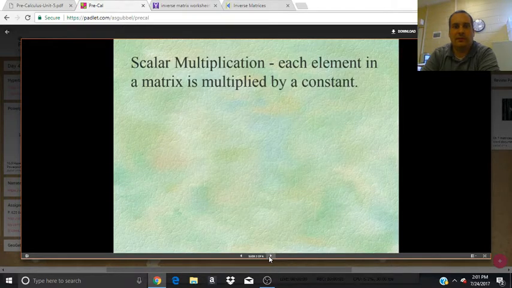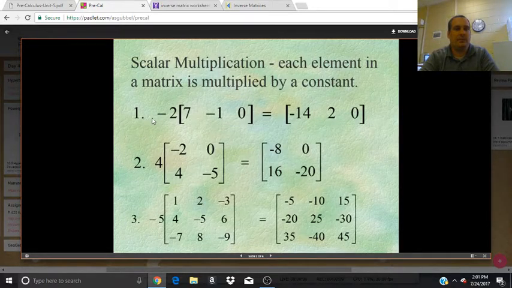Multiplying matrices. Now, for scalar multiplication, each element in the matrix is multiplied by the constant. It's real simple. So if I were to do this, all I would do is take -2 times 7, -2 times 1, -2 times 0. All you do is multiply it by everything inside, and you still get a 1 by 3, which is -14, 2, and 0. And that's it.